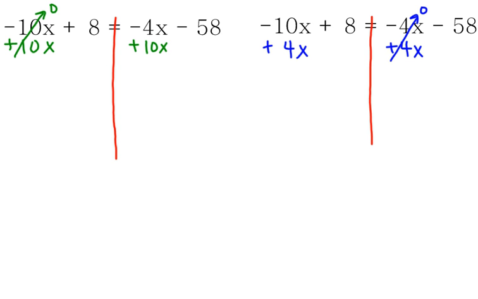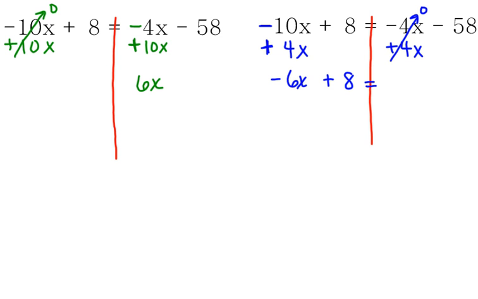Either one is an acceptable first step, but one of these ways will give me a positive coefficient to work with. What happens when I've got a positive 10 and a negative 4? Different signs, so we subtract. 10 take away 4 is 6x, and it is a positive because the 10 is bigger. Let's take a look at this other option. I've got a negative 10 and a positive 4. Different signs, so we subtract. 10 take away 4 is 6, and this time it will be negative because the 10 is bigger.